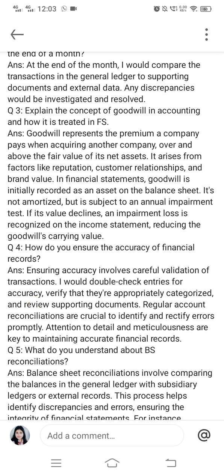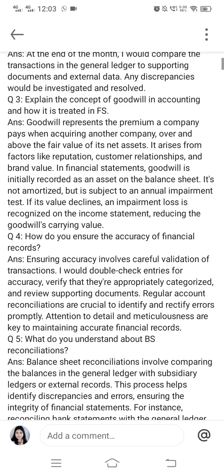How do you ensure the accuracy of financial records? So, how will we ensure that there is accuracy of financial records? Ensuring accuracy involves careful validation of transactions. I would double check entries for accuracy, verify they are appropriately categorized, and review supporting documents.